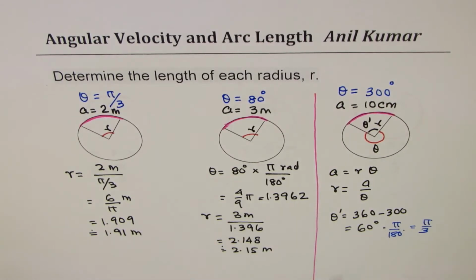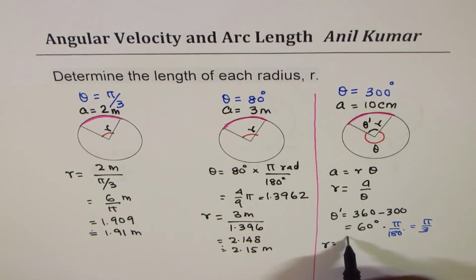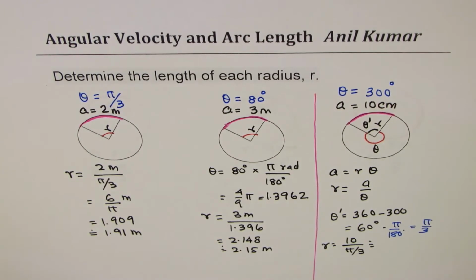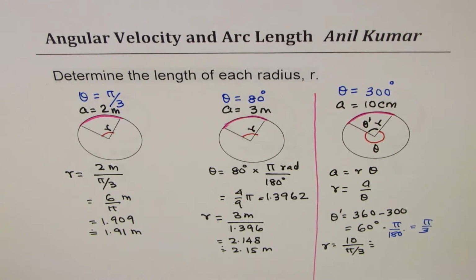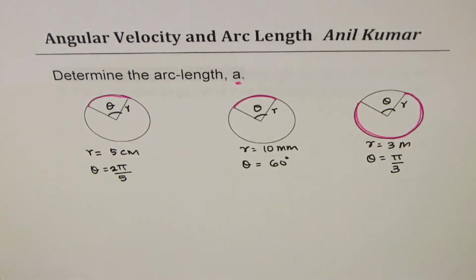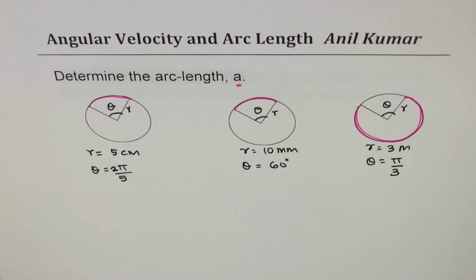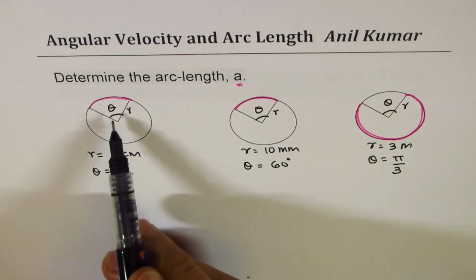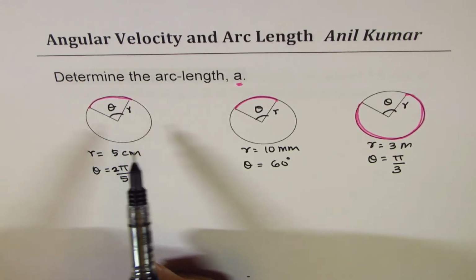Now you can calculate r by finding the ratio of the given arc length, 10, divided by pi by 3, correct? Calculate this answer. So I hope this is clear to you. Let's move on. Similar exercise, it is only for your practice. Now here we need to find the arc length A when the angle is given to us and the radius is given to us.